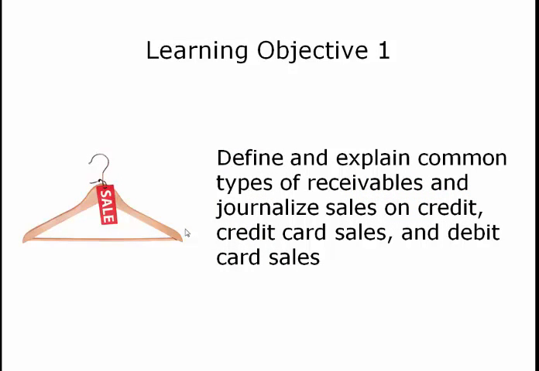Okay, there we go. The first thing we're going to talk about is the different types of receivables and how you journalize sales on credit, credit card sales, and debit card sales. The first, credit sales, is going to look very familiar to you. It's something that we've done before, something we looked at at the beginning of the semester, and we're going to continue to look at pieces of it going forward.